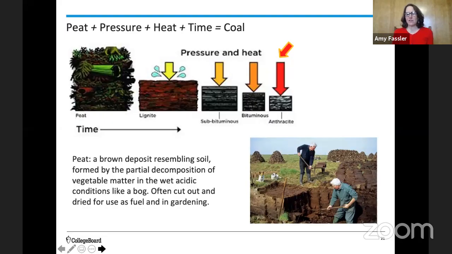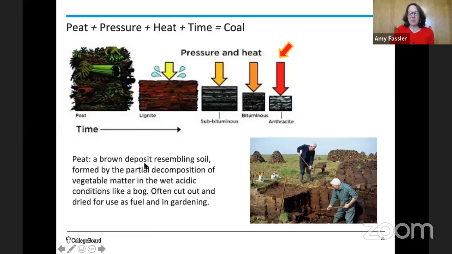So what about those fossil fuels? Let's start off with coal. You probably remember hearing about anthracite, bituminous, lignite, and peat. Peat really isn't a form of coal.